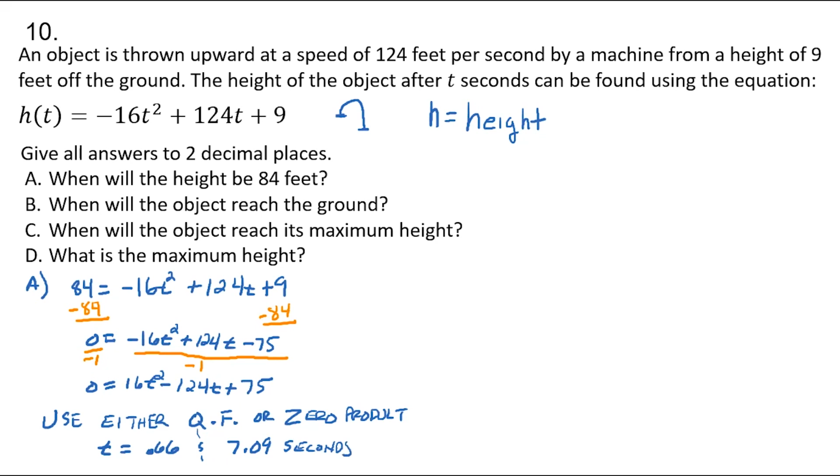What that means is that when this is shot out of this machine, after 0.66 seconds, it hits 18 feet, then it goes up. But then at a certain point, it starts to come back down. So it's going to be at a height of 18 feet again on its way down, and that'll be after 7.09 seconds. So for A, we have two answers, 0.66 seconds and 7.09 seconds.